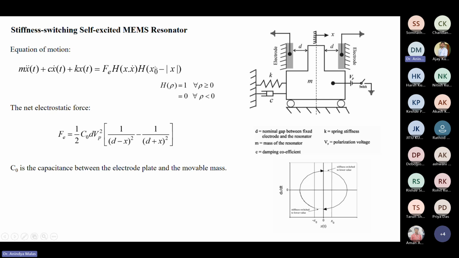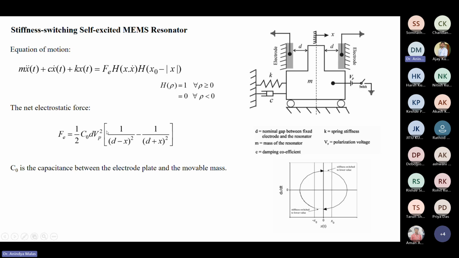So when the term within the first bracket is greater than 0, then the voltage is on. And when it is less than 0, then the voltage is off. And in the right hand side function, the term is the net electrostatic force, which you can see is given by this expression.